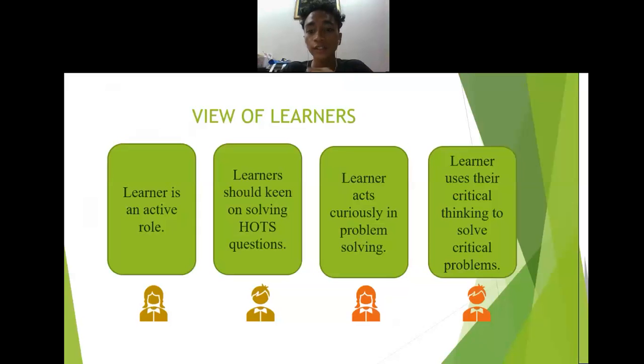The third one is that the learner acts curiously in problem solving. Okay, for example, in classroom, teachers give a few very hard questions. So in order for the students to answer, they have to ask the teachers how to answer. They have to have their curiosity to solve the problem. And the last one is that learners use their critical thinking to solve critical problems. Of course, if we want to solve critical problems, we have to think critically.